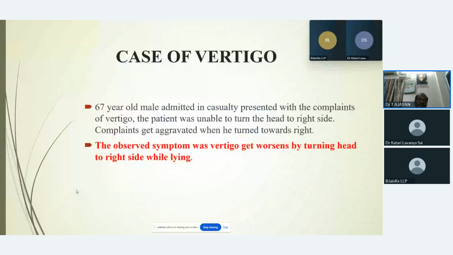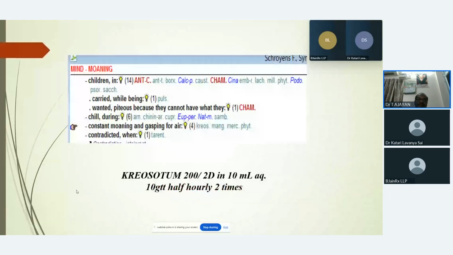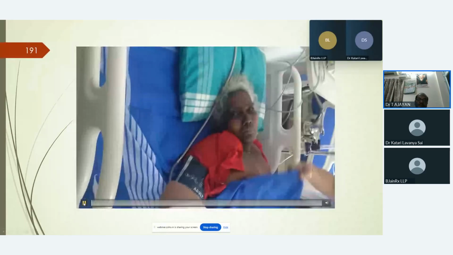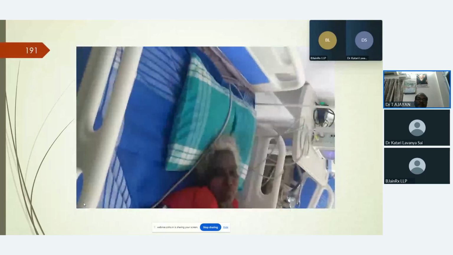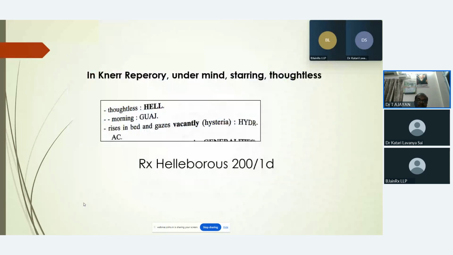It's a case of vertigo. During that time the patient is irritable and constantly moaning in every breath. It's another case in the emergency department. I admitted a case with the presenting features of hypoglycemia. It's Helleborus. Always he moves his head, Helleborus.